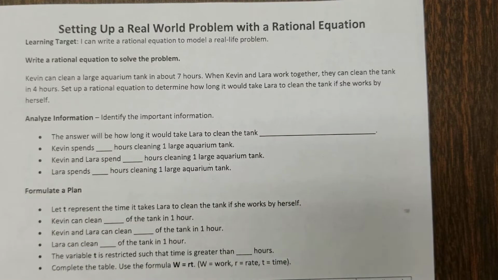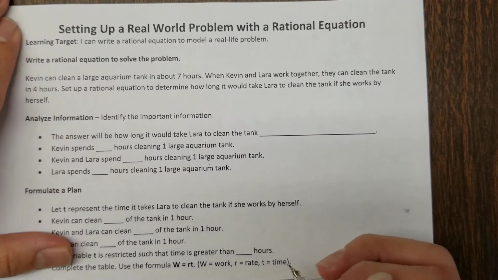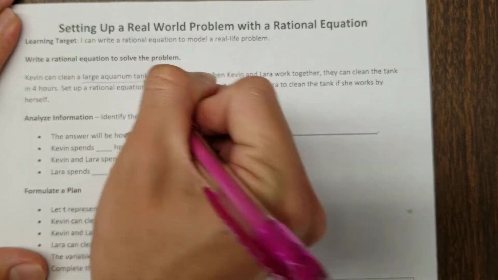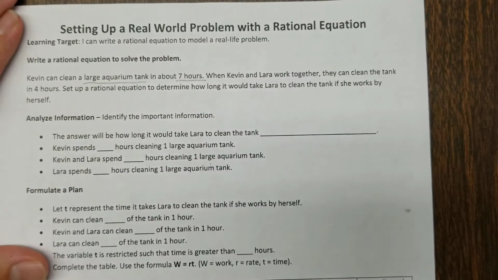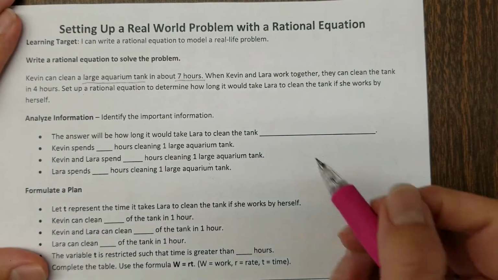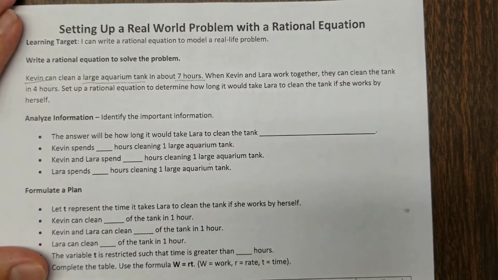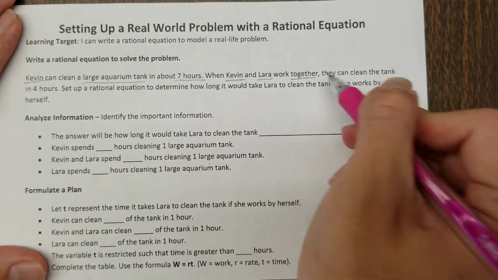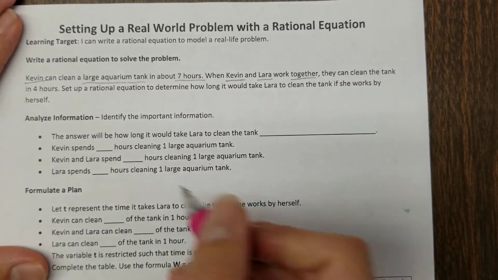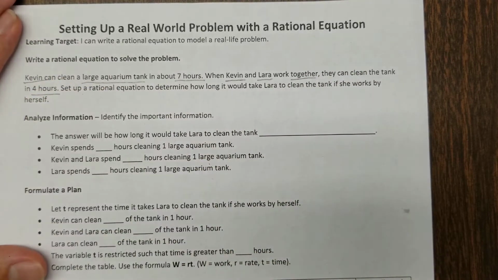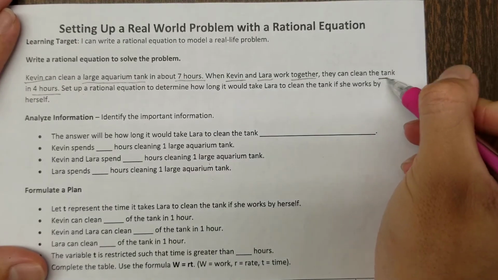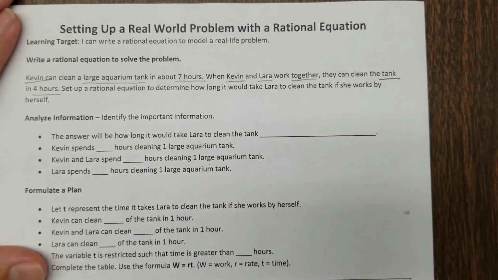It says Kevin can clean a large aquarium tank in about 7 hours. I'm just going to underline some important information. Large tank in 7 hours, and this is Kevin. When Kevin and Lara work together, they can clean the tank in 4 hours. So there's one tank in 4 hours.